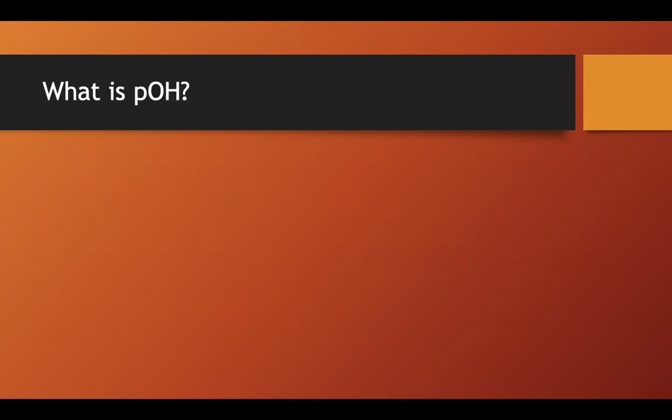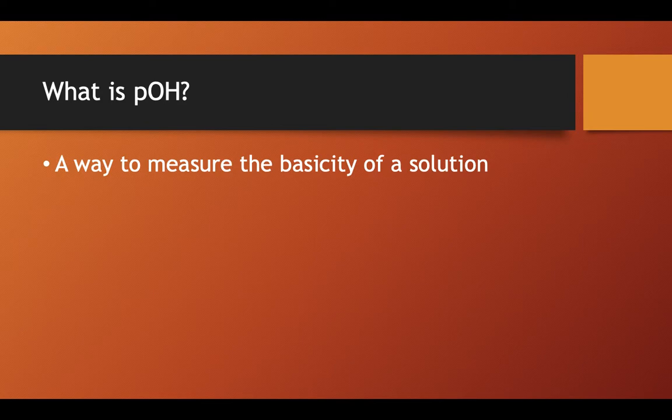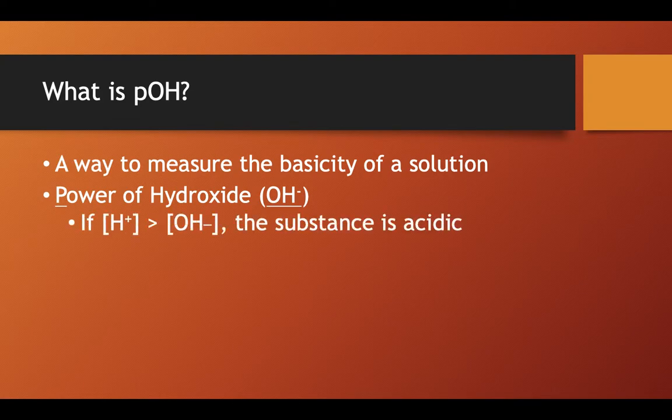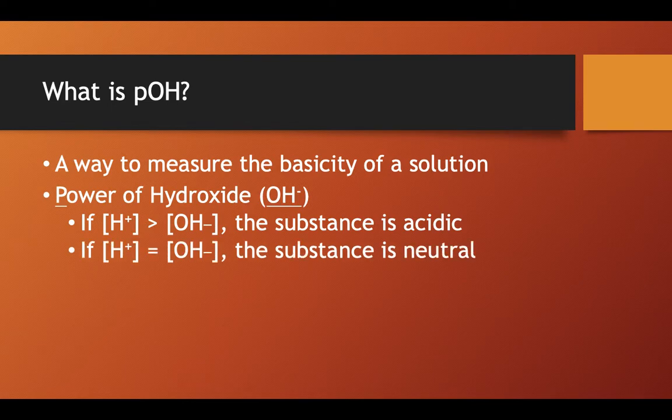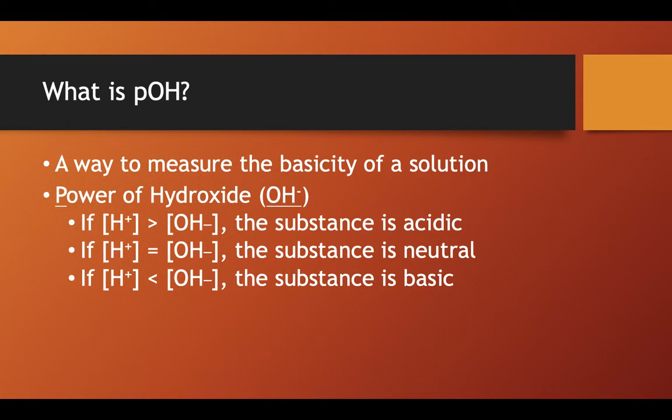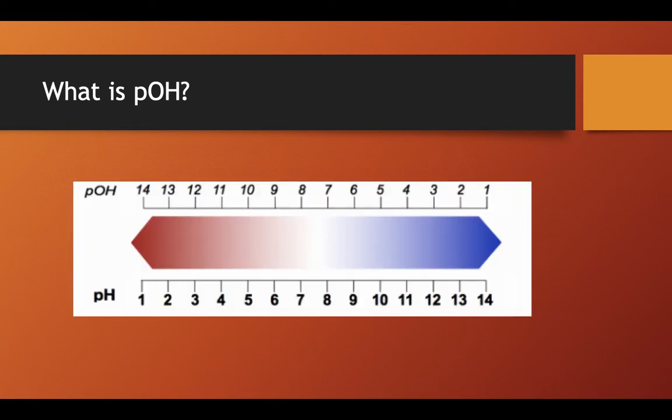We also have to think about something called pOH. And pOH is used to measure the basicity of a solution. So it's kind of like pH for acids, except that this is for bases. It's based on, again, the power of the hydroxide ion concentration. Now, it works the same way. Anytime you have a greater amount of hydrogen ions in a solution than hydroxide, it's going to be an acidic solution. Anytime they're equal, it's neutral. And anytime you have a greater amount of hydroxide, then you have a basic solution.